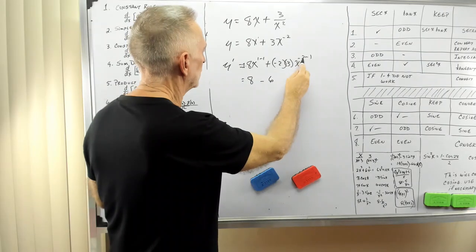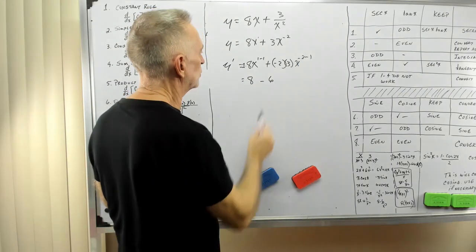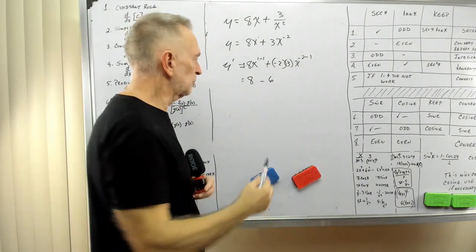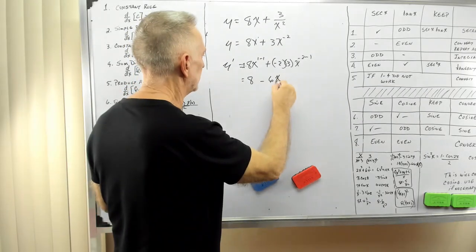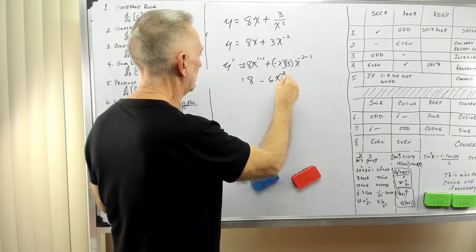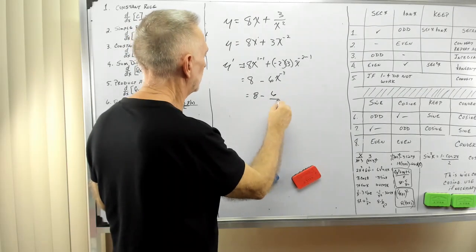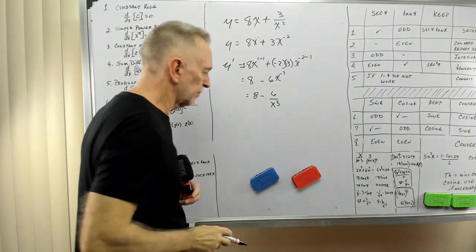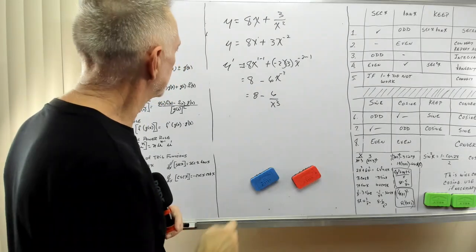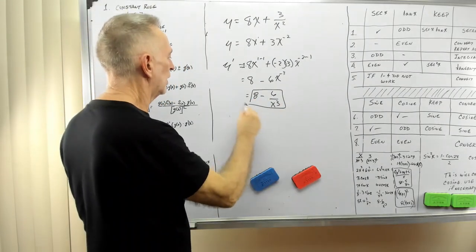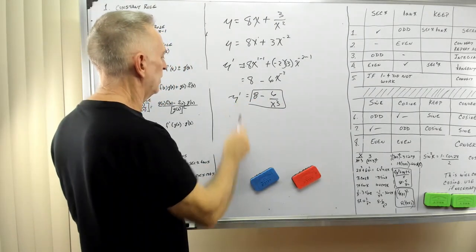Okay. Minus 6. Negative 2 minus 1. Minus a positive is the same as plus a negative. So 6x to the negative 3, and that equals 8 minus 6 over x cubed. Okay, that's y prime.